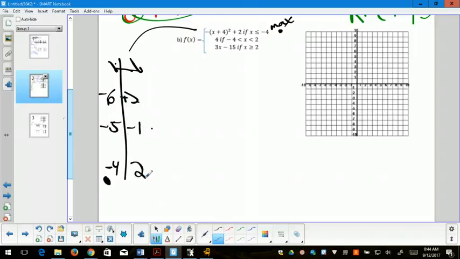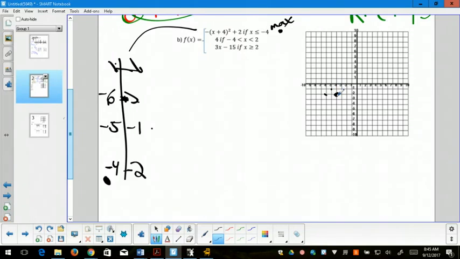So I'm going to plot this in black. -6, +2. No, was it positive or negative? It was negative, right? Thank you. I just wrote the wrong thing down for both of those. So now we've got -6, -2, -5, -1, and -4, -2. And at -4, -2, I'm going to put a solid circle so that I know that it has equality there.